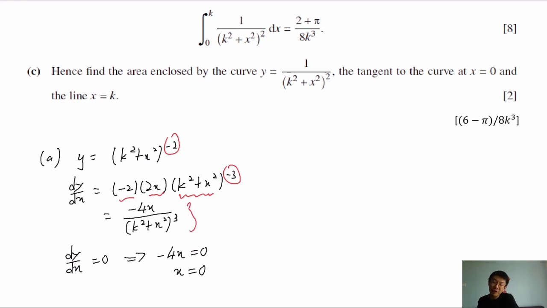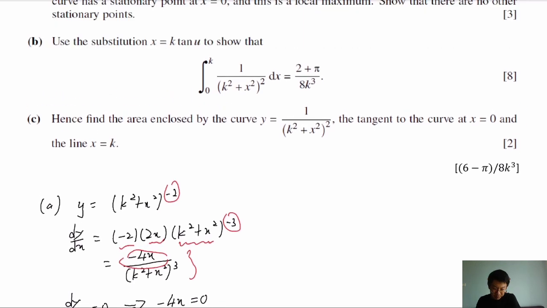Now we're looking at the stationary point. So in this case, we are looking at dy/dx equal to 0. When dy/dx equals 0, the only thing that we look at is the numerator. So the numerator, which is -4x, is equal to 0. There is only one value that gives us this, which is x equal to 0. So from there, it is already proven. This is the only stationary point that we have for this curve. So that will be for the first part.